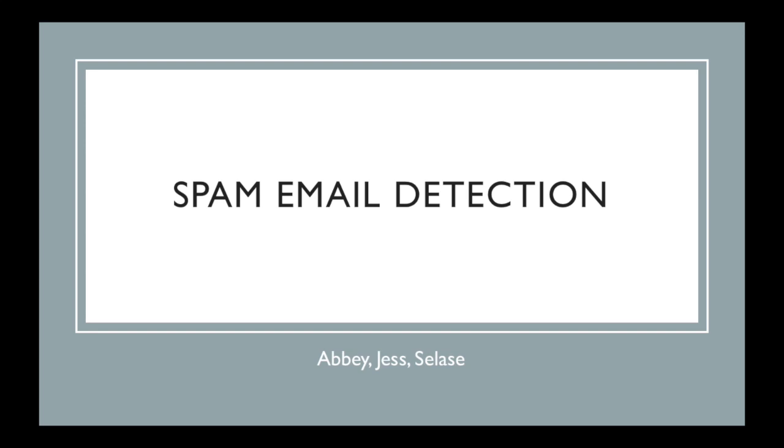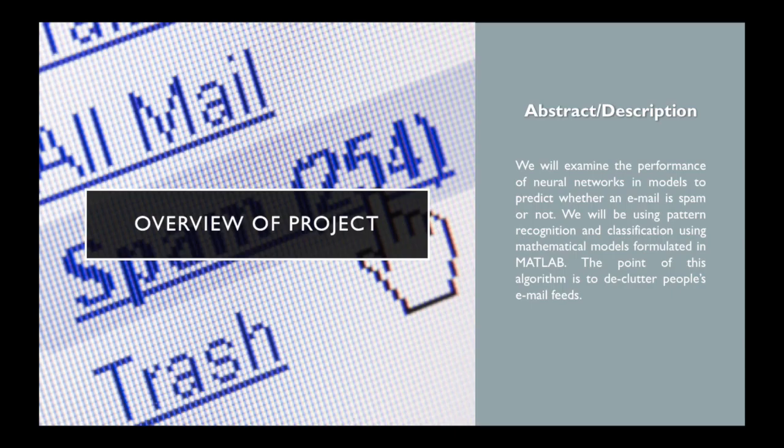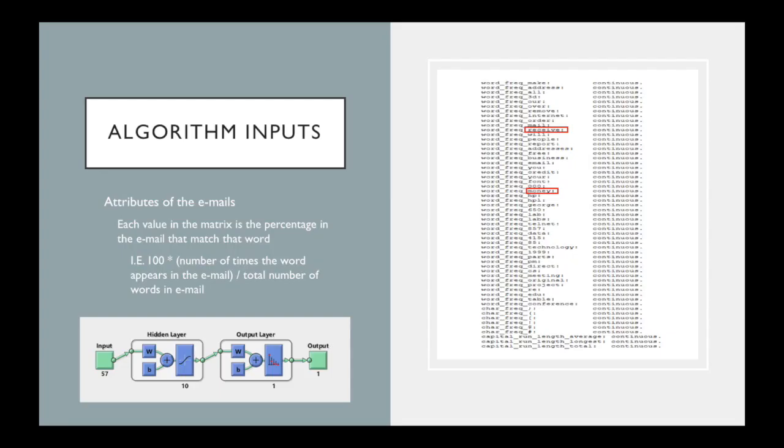Hello and welcome to our project about spam email detection using neural networks in MATLAB. For our project, we will examine the performance of neural networks and models to predict whether an email is spam or not. We will be using pattern recognition and classification using mathematical models formulated in MATLAB. The point of this algorithm is to declutter people's email feeds.